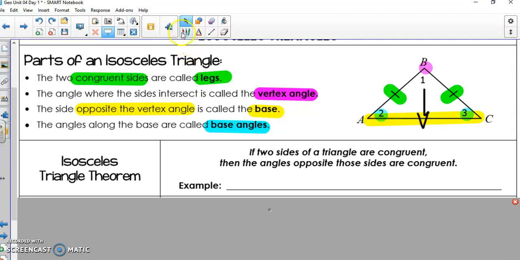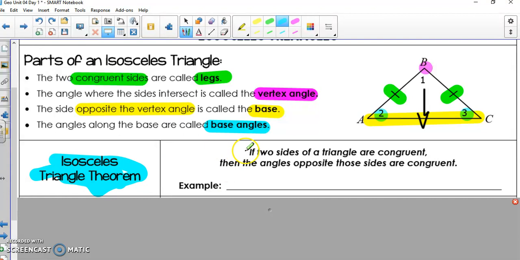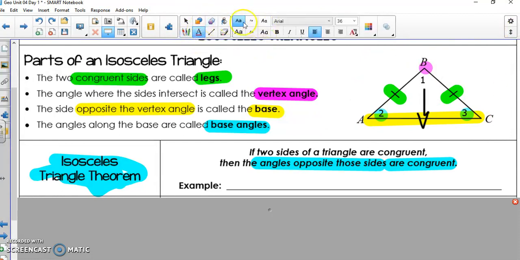So this is super important. Of all the theorems we've been talking about, this is very important. It's called the isosceles triangle theorem. It basically says this: if two sides of a triangle are congruent, then the angles opposite those sides are congruent. Let's say we're looking at our example. I'm going to type this out. You can write this as well.